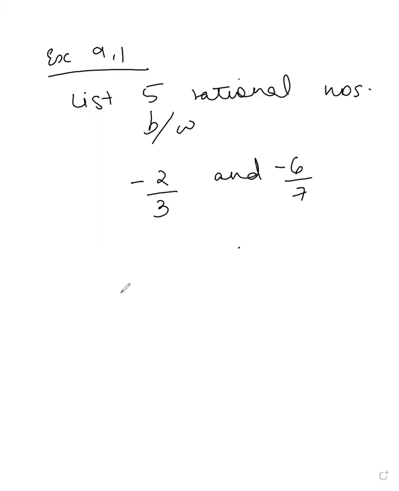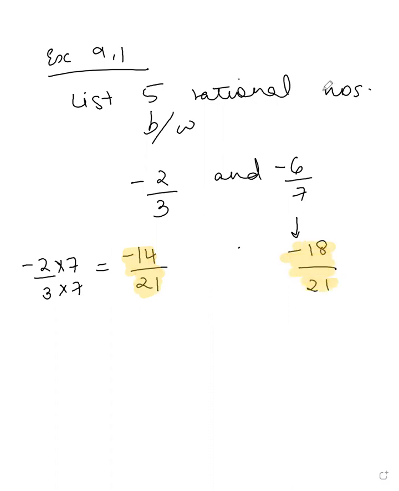Then we will multiply 3 by something that will give us 21. So it will be 7. We will do the same with minus 2. It will be minus 14 by 21. And then we will do the same thing with minus 6 by 7. Then it will give us minus 18 by 21. So our two fractions are this and this.